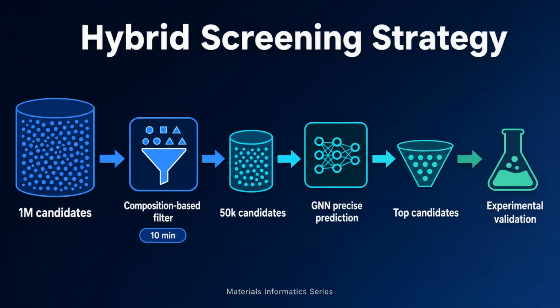The optimal strategy combines both approaches. Start with 1 million candidate compounds and use composition-based filtering in minutes to narrow down to tens of thousands of promising candidates. Then apply GNN for precise prediction on this smaller set. Finally, select top candidates for experimental validation. This hybrid approach gives you both speed and accuracy.